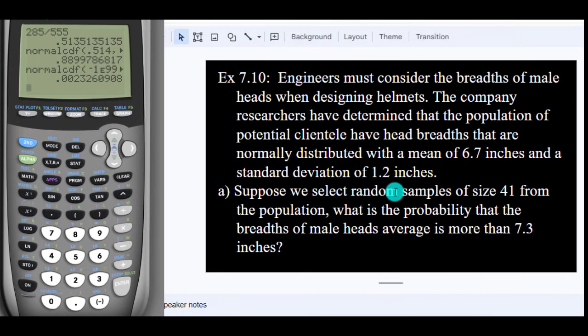For example 7.10, it says engineers must consider the breadths of male heads when designing helmets. The company researchers have determined that the population of potential clientele have head breadths that are normally distributed with a mean of 6.7 inches and a standard deviation of 1.6 inches. Suppose we select random samples of size 41 from the population. What is the probability that the breadths of male heads average is more than 7.3 inches?